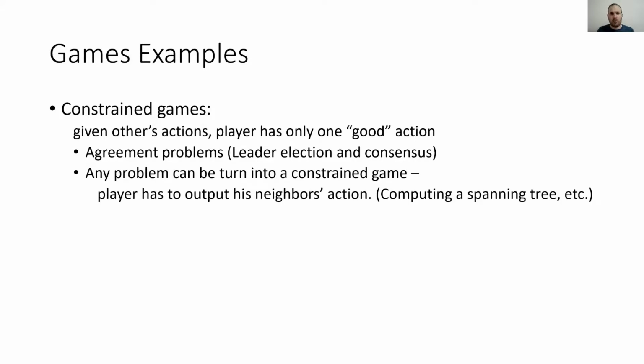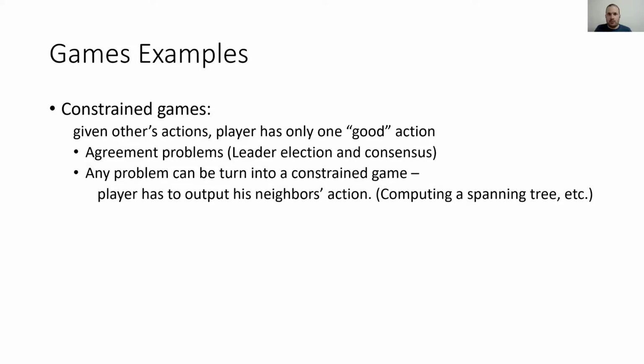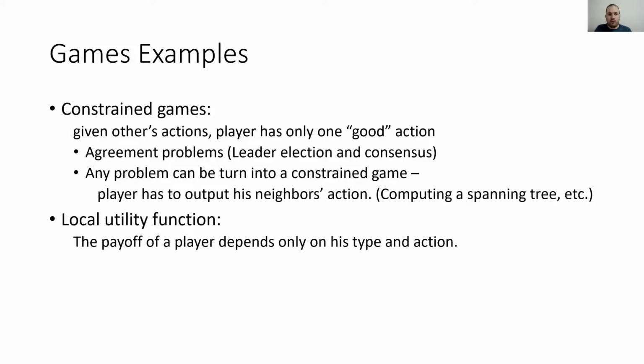Any other problem can be converted into the constrained game if the output of one player should contain the output of all of its neighbors' output. Another class of games where this mediator can be useful is the class of games where the utility function is local. I mean, where the player is influenced just by his type and his action. Other players' outputs and types don't influence his payoffs. For example, the resource allocation problems.